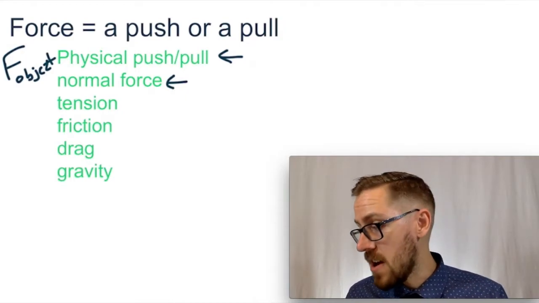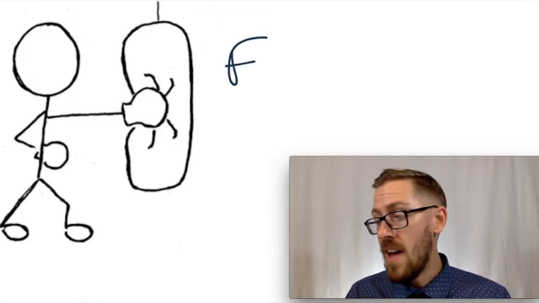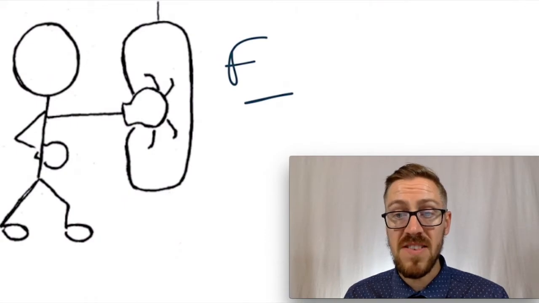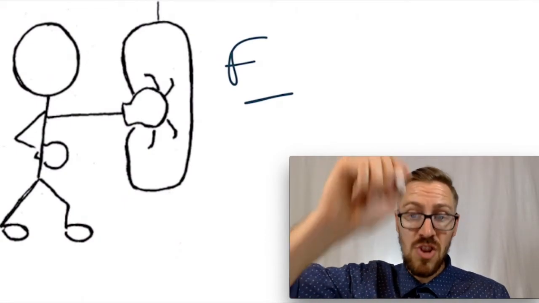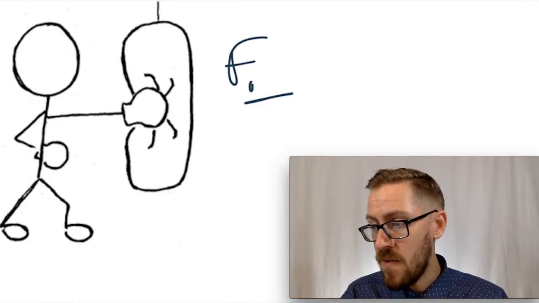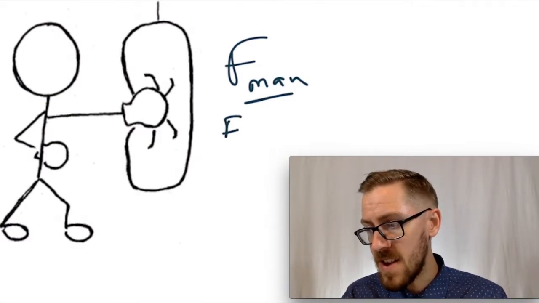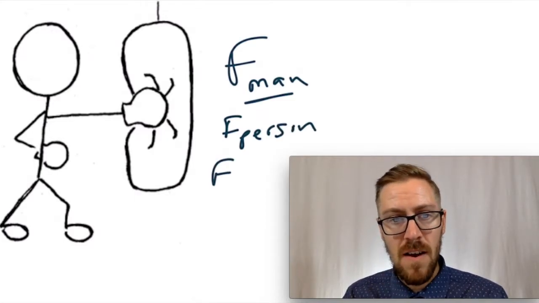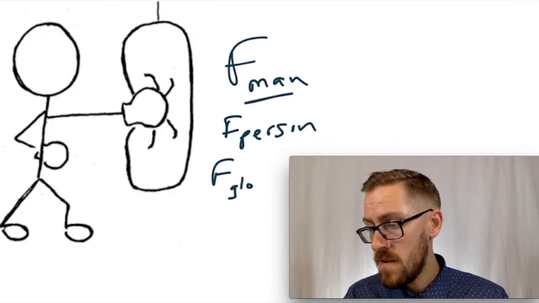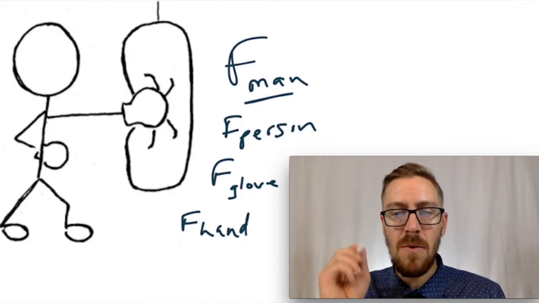Again, the generic one here would be F, and then whatever does the force goes in subscript down there. So whatever object is doing the force to the other thing. You have this guy punching a punching bag. If you said F man or F person, that would be correct. You can say F glove, F hand. If you stick to whatever object is doing the force, that will always be right.